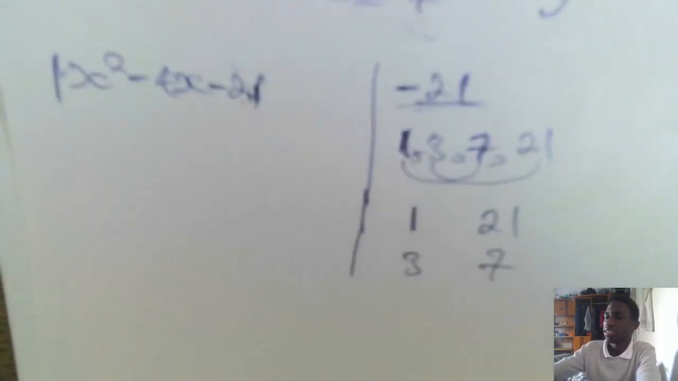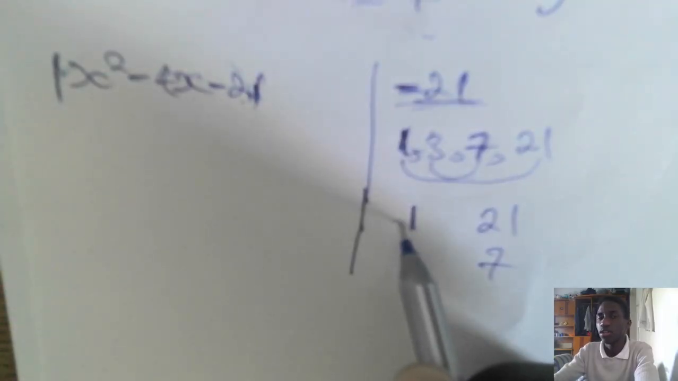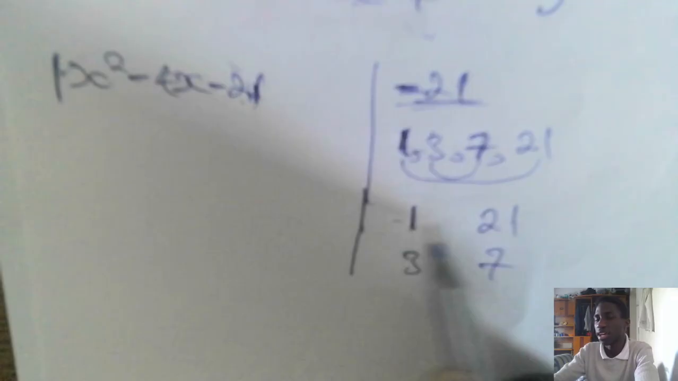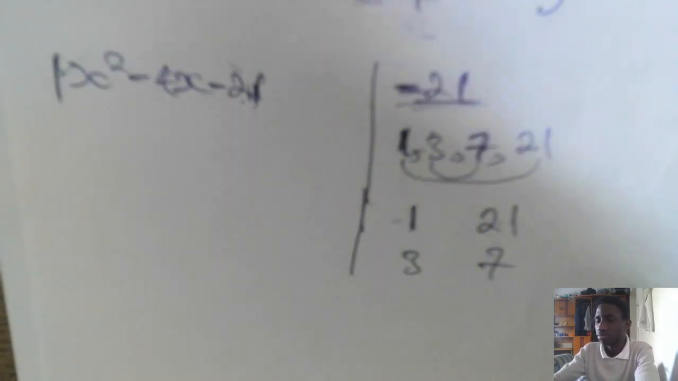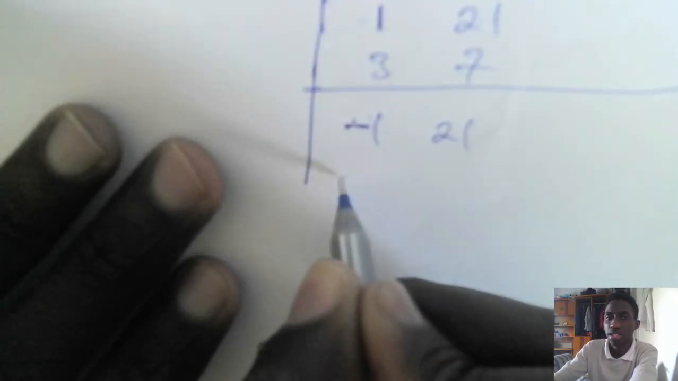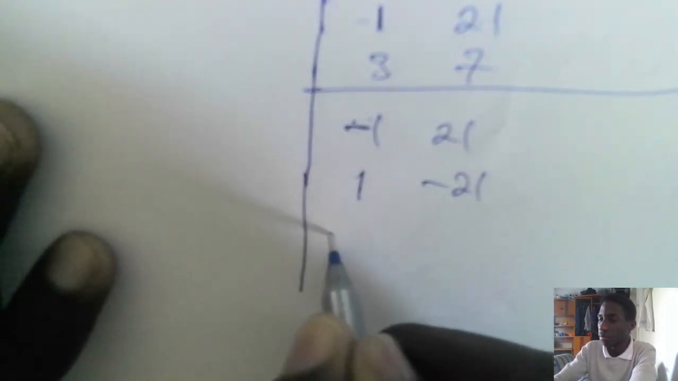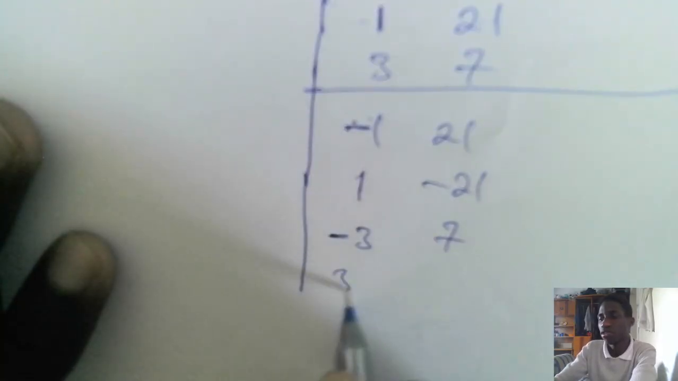Okay, 3 and 7. Next step is to look at the sign here. It's negative. So one of them is going to carry a positive sign and the other one will carry a negative sign. So we have 2 alternatives for each pair. First alternative is minus 1 and 21. Next is 1 and minus 21. Next alternative is minus 3 and 7, and then we have 3 and minus 7.